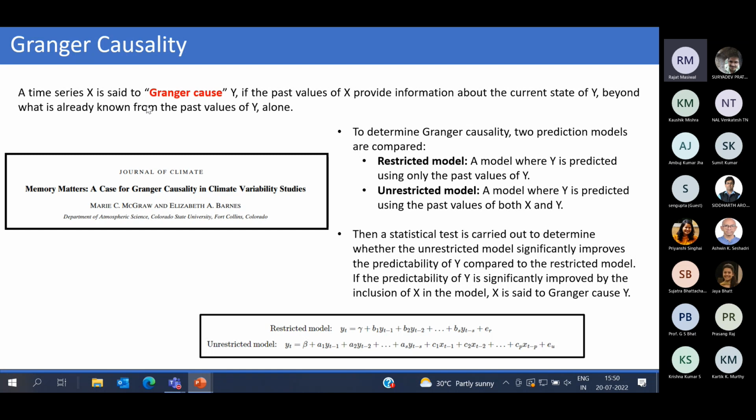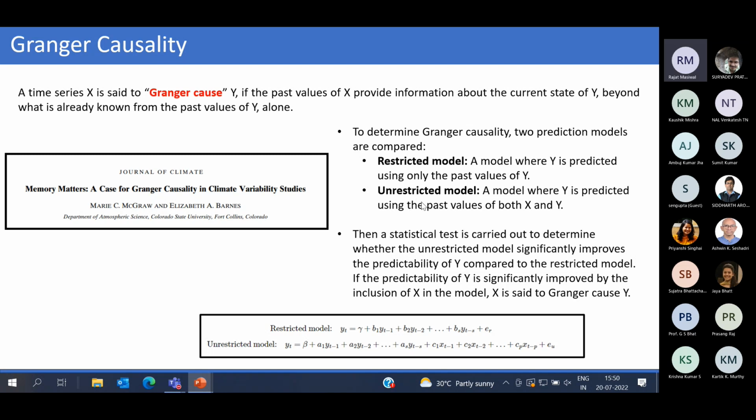A time series X is said to Granger cause Y, a different time series, if the past values of X provide information about the current state of Y beyond what is already available from the past values of Y alone. We will see what that means. But in order to determine the causality, we make two prediction models. The first one is the restricted model, where we use Y to predict Y. And this is given at the bottom here. So Y at time t is predicted using the previous time histories of Y.